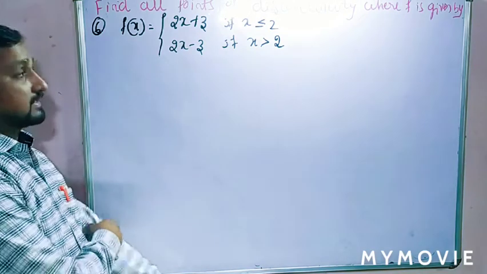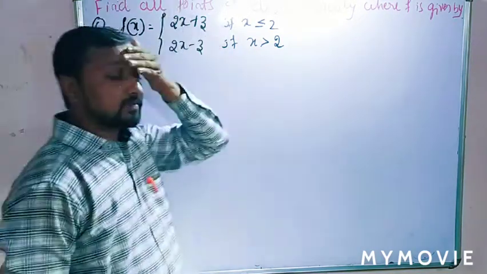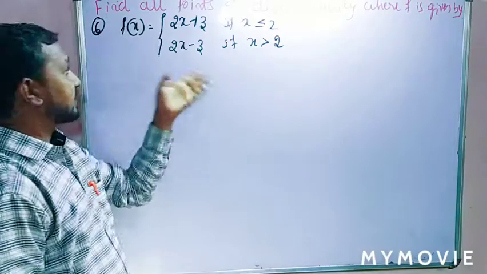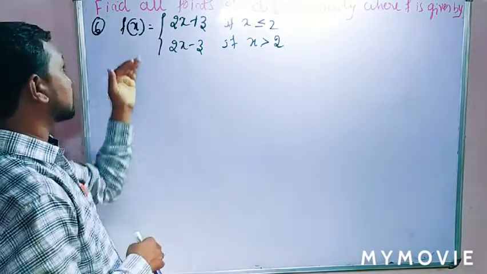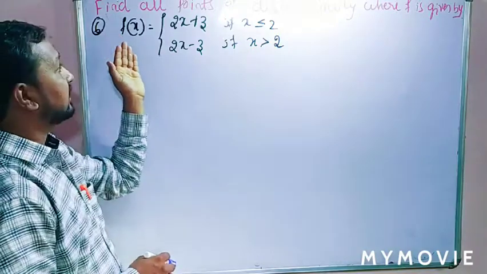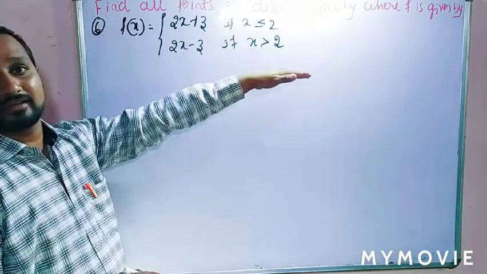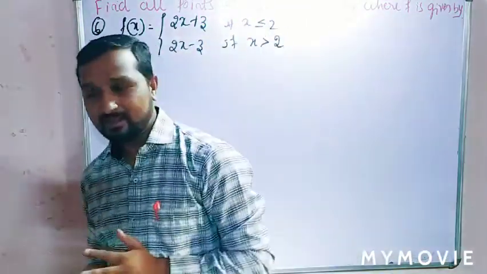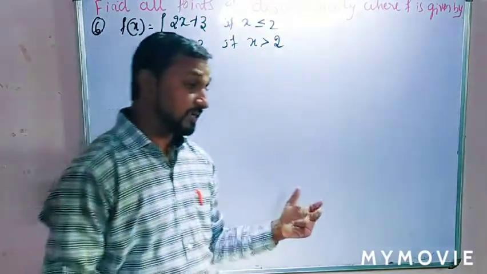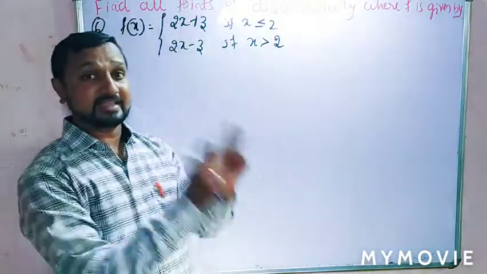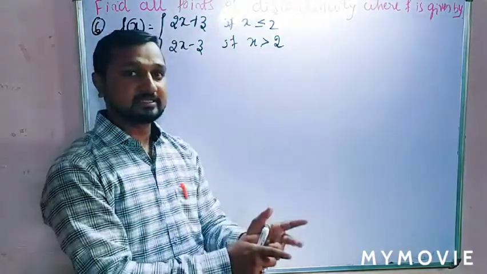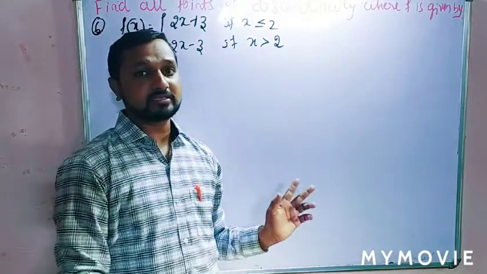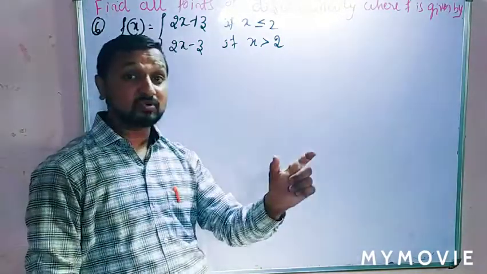Students, these are the examples: find all points of discontinuity where f is given by... there are some 9 to 10 examples, so I can solve them one by one. The sixth one is here: find the point of discontinuity. The function should be continuous at every real number less than and every real number greater than the point. Then we check at x equal to that particular point. If the function is not continuous there, then the function is discontinuous at only that point.